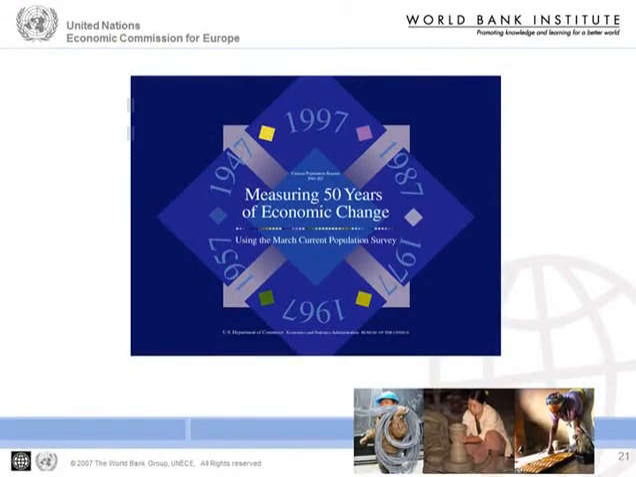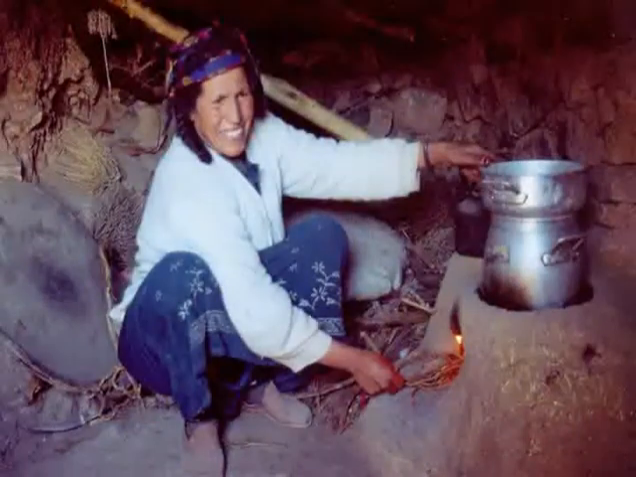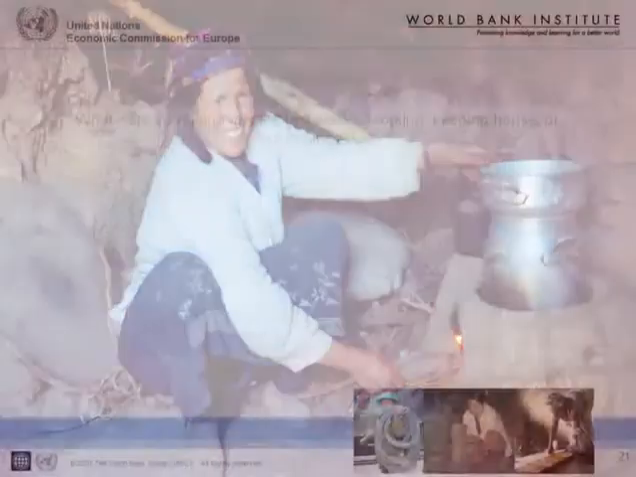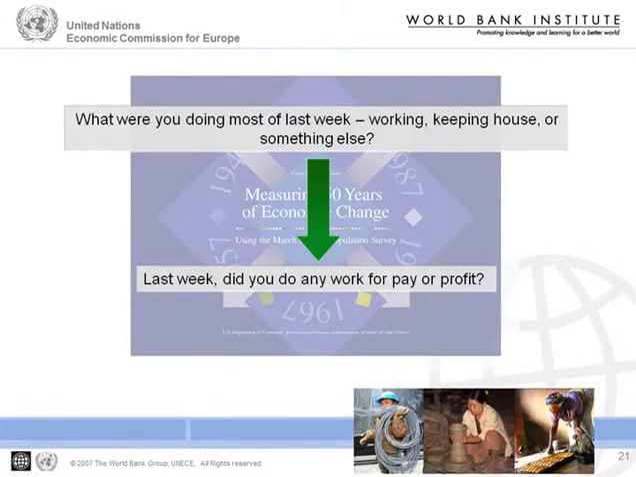Before 1994, the United States Current Population Survey opening question to capture employment status read, "What were you doing most of last week? Working, keeping house, or something else?" For women who primarily kept house but also did some paid work, this question led to underreporting of women's employment. A survey redesign to avoid gender bias changed the question to, "Last week, did you do any work for pay or profit?" Survey results increased workers, primarily women, who usually worked fewer than 10 hours per week.